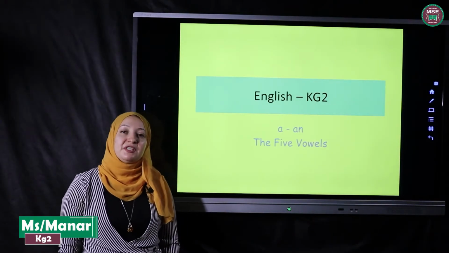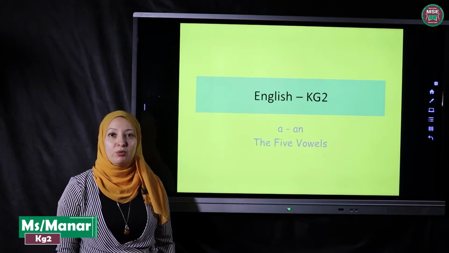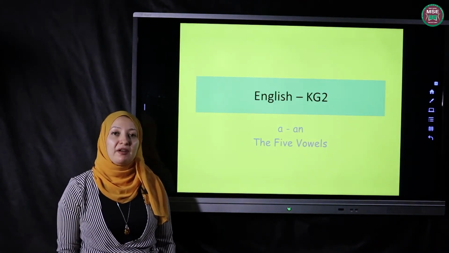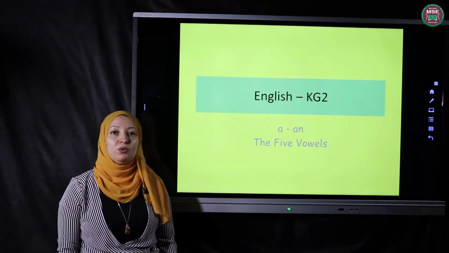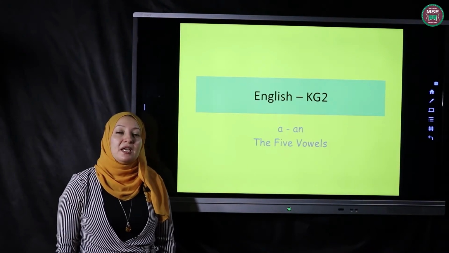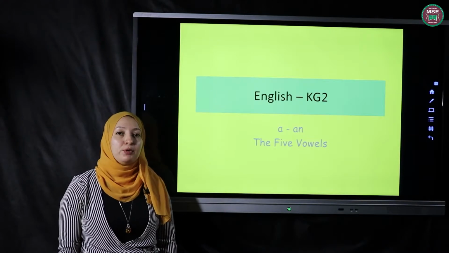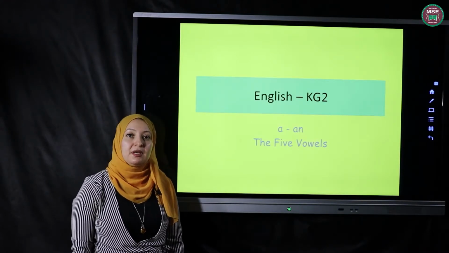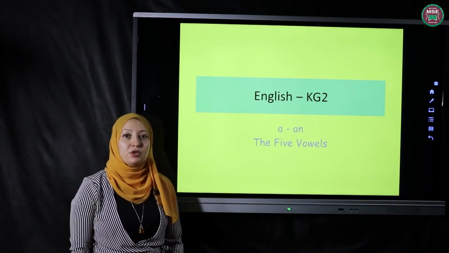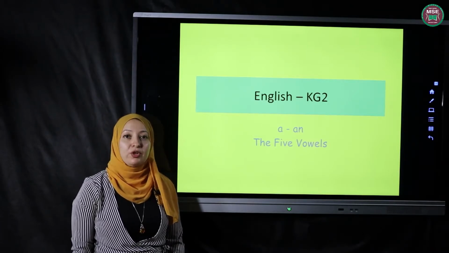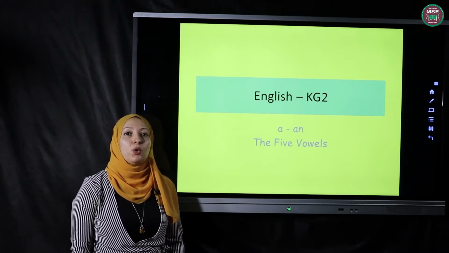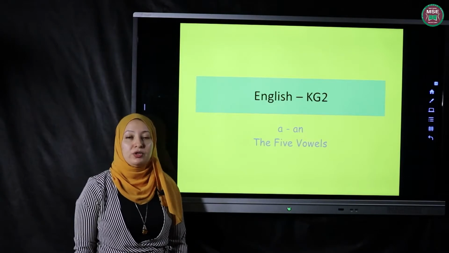Hello everyone. Today we're gonna talk about the 5 vowels. But before I tell you what the 5 vowels are, let me ask you a couple of questions. If I see apple, does it sound good to say a apple or an apple? Of course, an apple sounds good. And if I have an orange, I also say an orange. I don't say a orange.